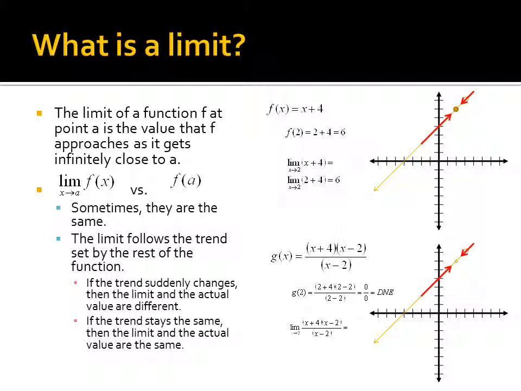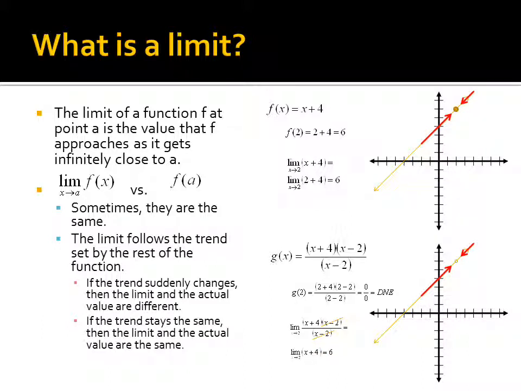In other words, the limit of g of x as x approaches 2 is just following the linear trend, and during that linear trend, in other words, at points where x is close to but not equal to 2, this part and this part will cancel out, and that means we're just left with x plus 4. We substitute the 2 into there, and we get 6.